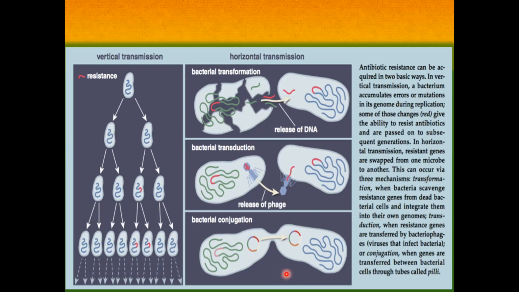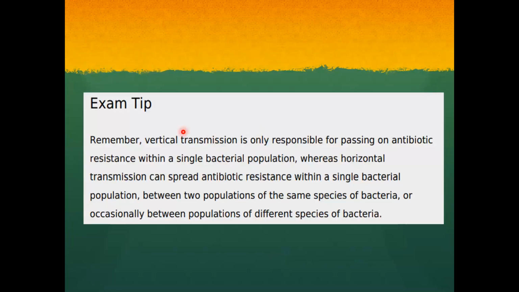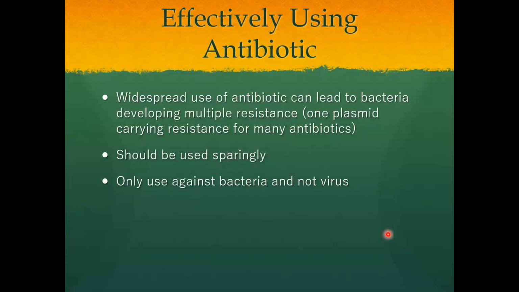And the tubes that develop between these two are known as pili. So vertical transmission is only responsible for passing on antibiotic resistance within a single bacterial population, whereas horizontal transmission can spread antibiotic resistance within a single population of bacteria, or between two populations of the same species of bacteria, or occasionally between populations of different species of bacteria. So this is the difference between vertical transmission and horizontal transmission.